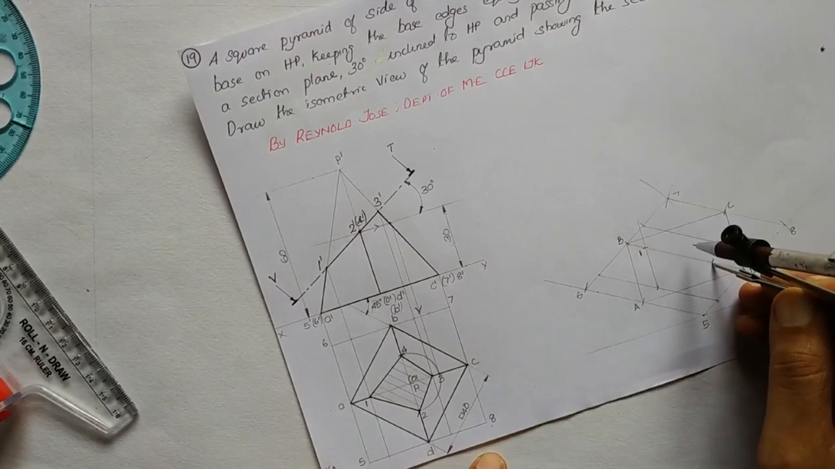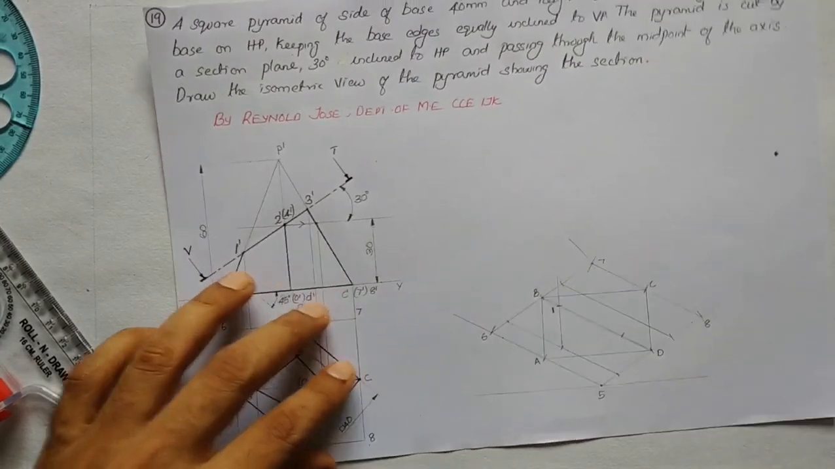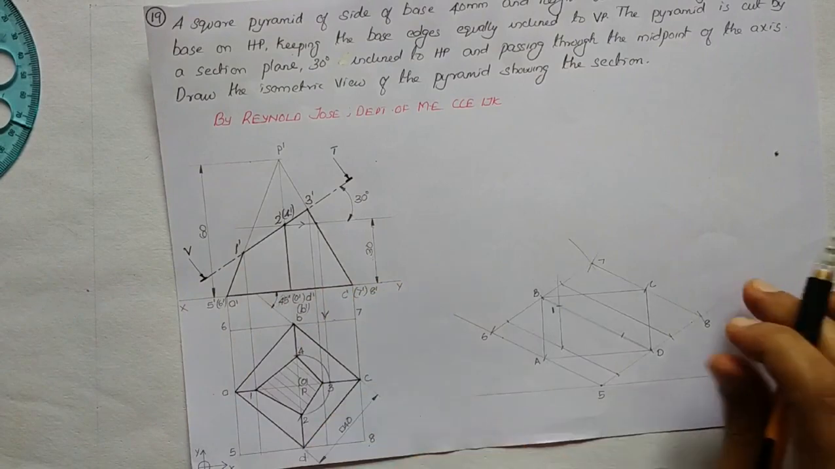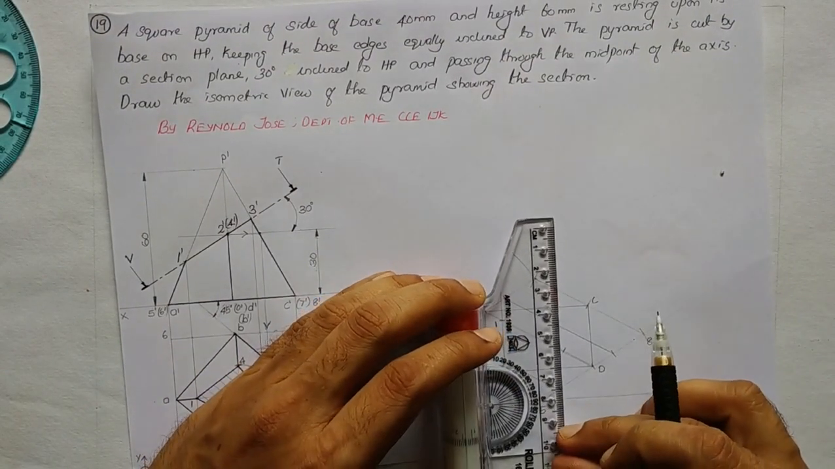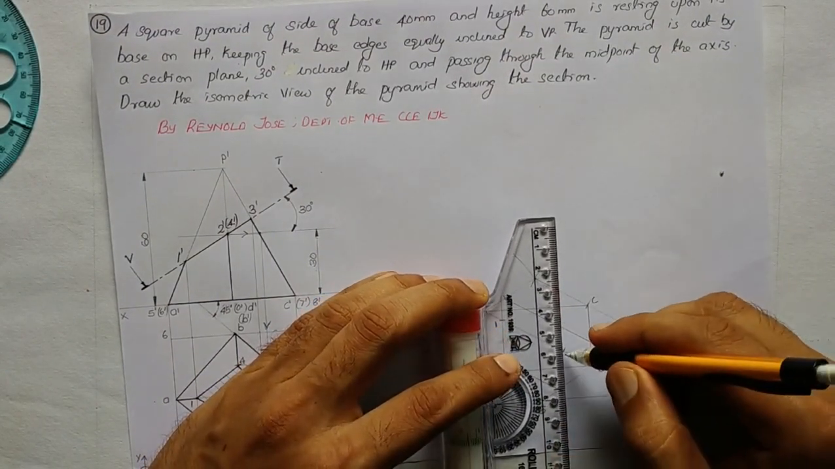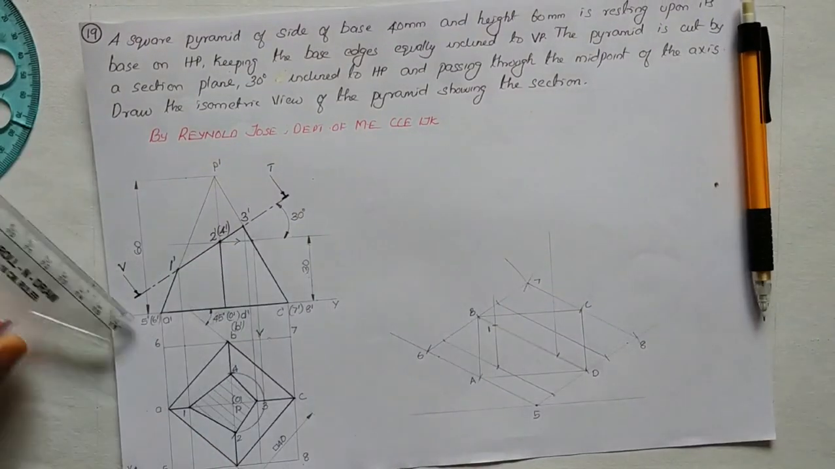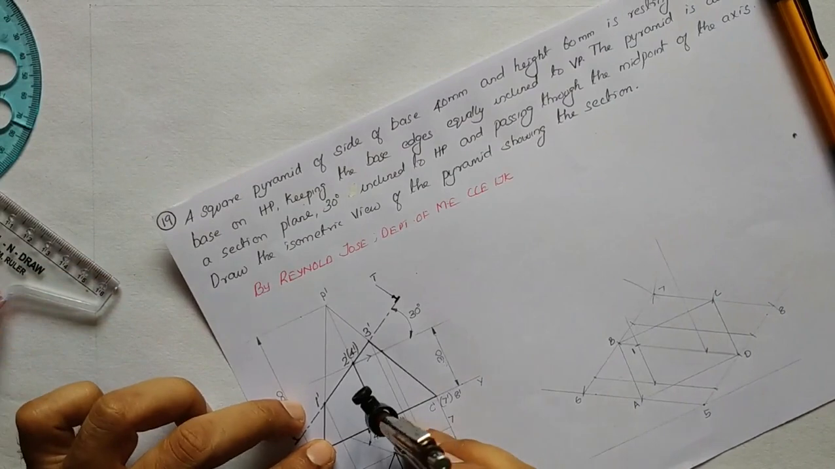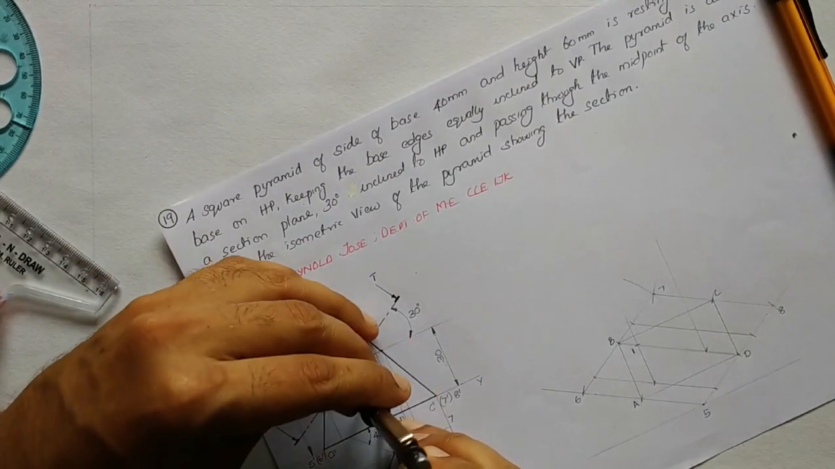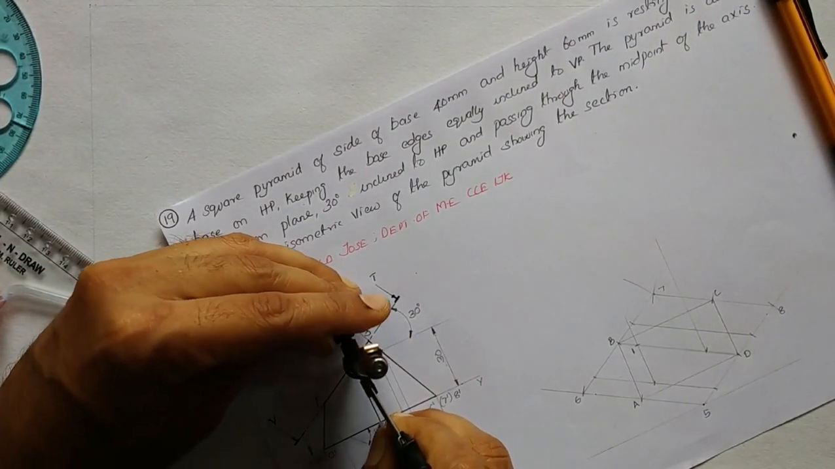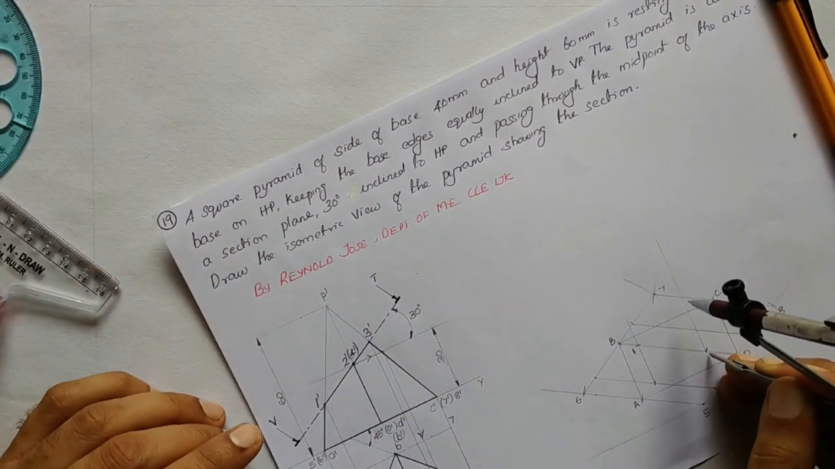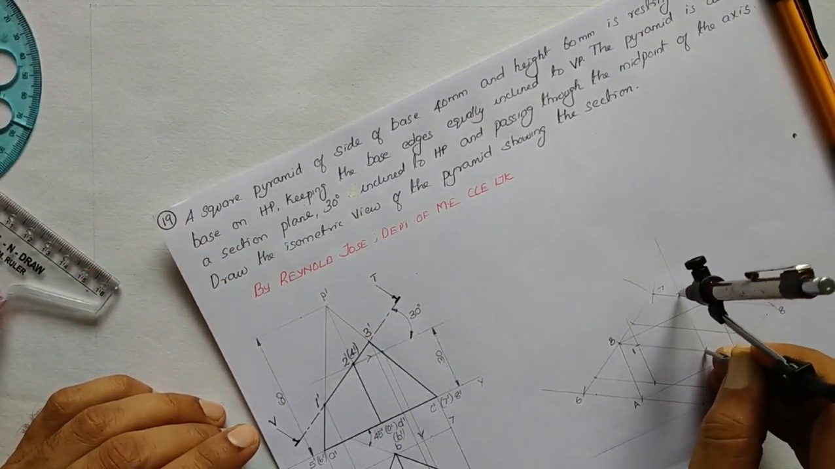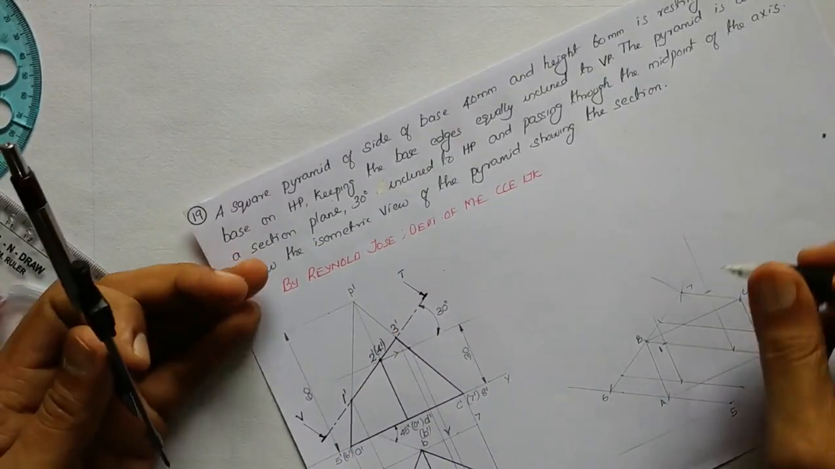From this point, we shall draw a vertical line. Now we shall take the distance of 2 dash with respect to the base with the help of compass, and using this measurement, we shall cut an arc here on this vertical line. So this point will be point 2.